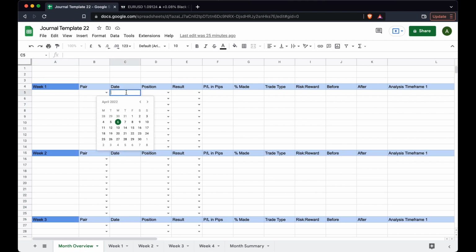The next column is dates. Now if I double click this box, it'll come up with a calendar and I can easily click on the date. Obviously this is essential information, so if I ever need to go back and look at the trade I've journaled here, I can have a look at it.